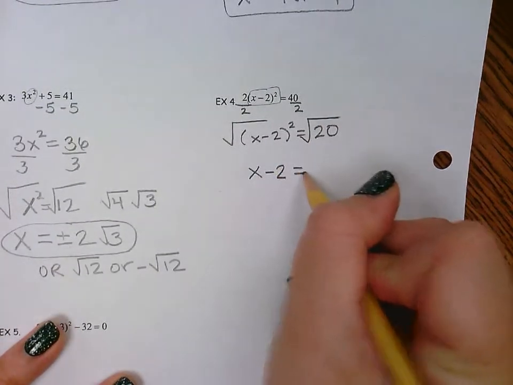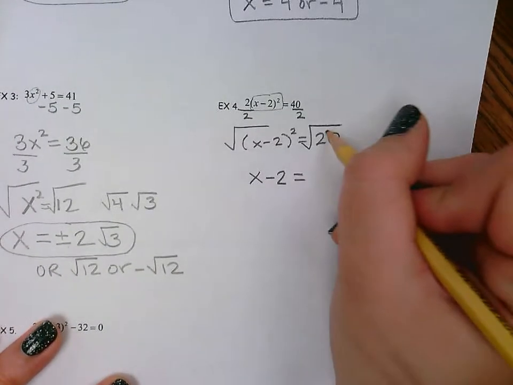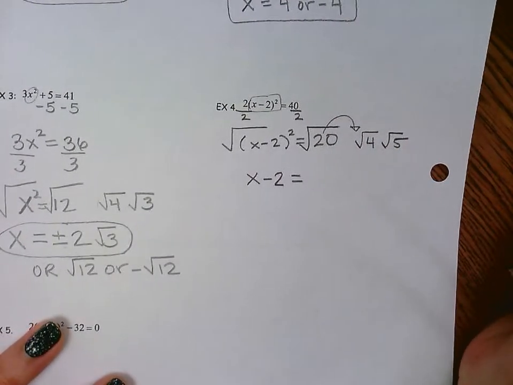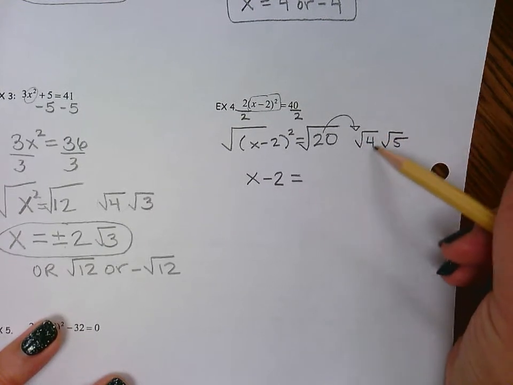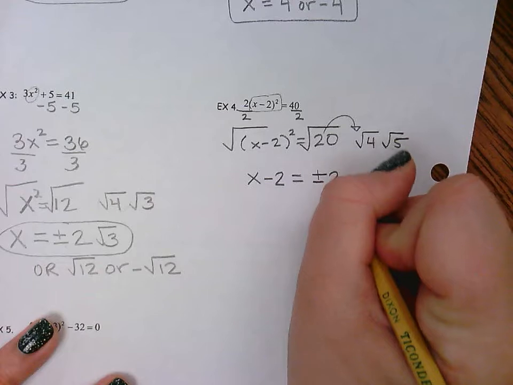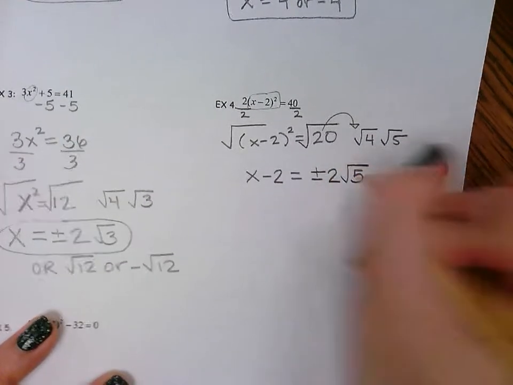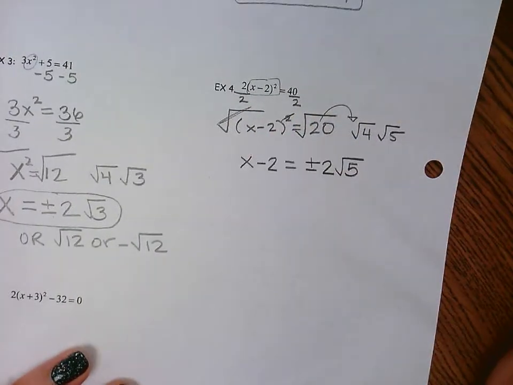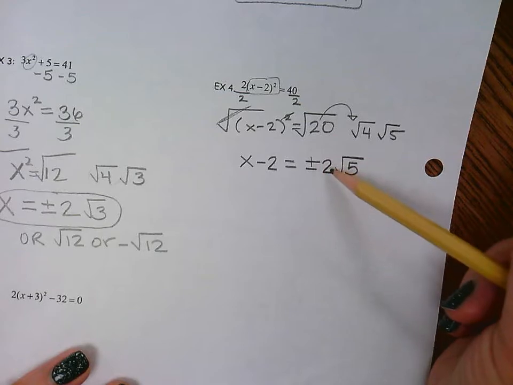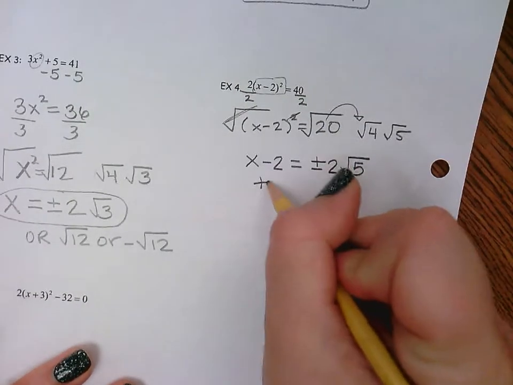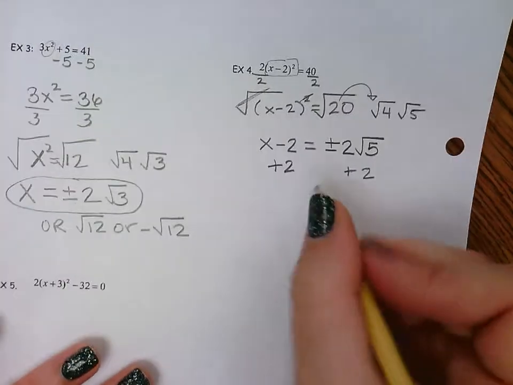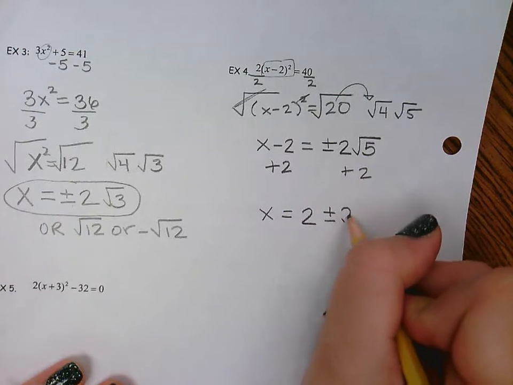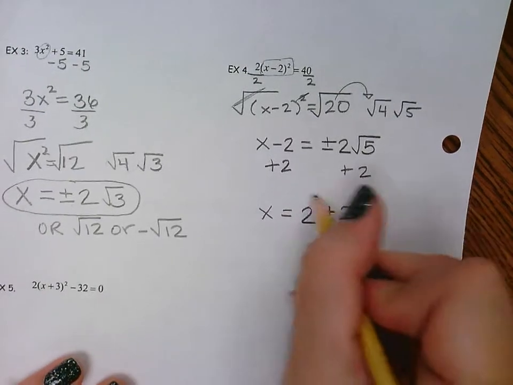So I have x minus 2 equals, let's see, I can break down 20 into 4 times 5, right? So the square root of 4 becomes 2, and then the square root of 5 stays the square root of 5. So I've got x minus 2 over here, because the square root and the square cancel each other out, equals positive or negative 2 root 5. My last step is that I still need to add 2 to the other side of the equation. So x equals 2 plus or minus 2 root 5. Those would be my two solutions.